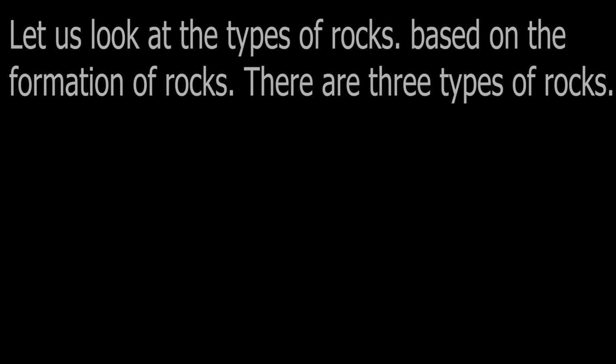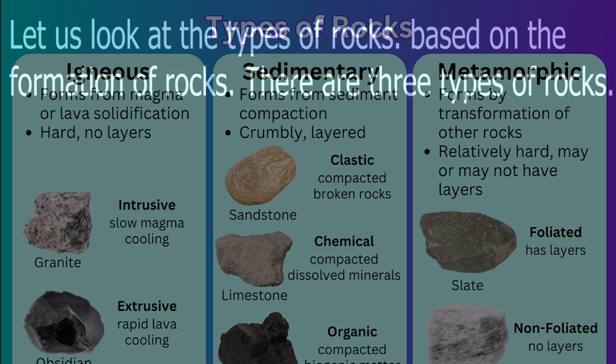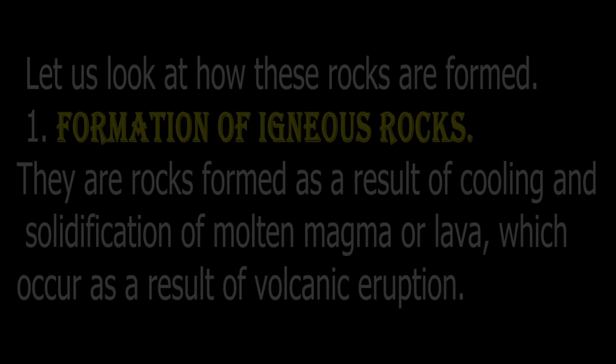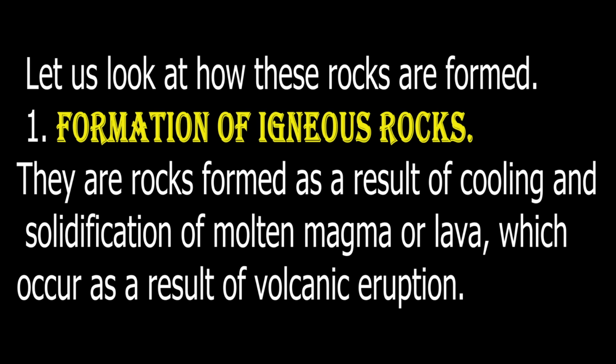Let us look at the types of rocks. Based on the formation of rocks, there are three types of rocks. Number one, igneous rocks. Number two, sedimentary rocks. Number three, metamorphic rocks. Let us look at how these rocks are formed. Number one, formation of igneous rocks.